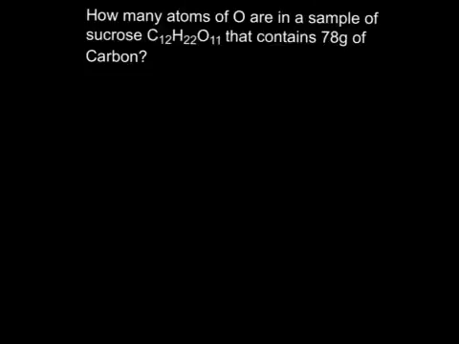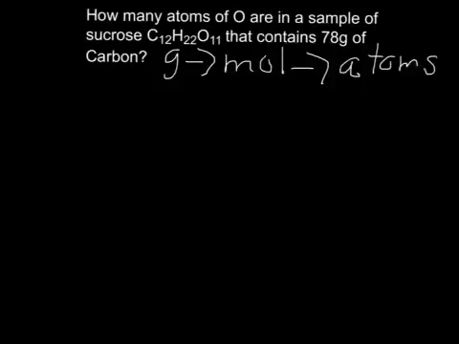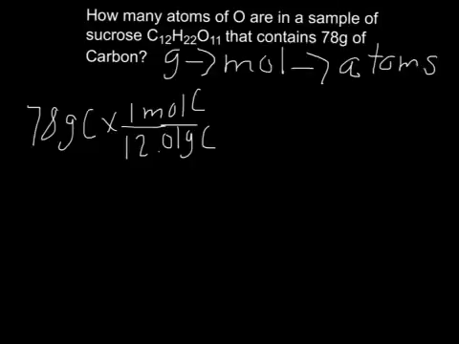You are given a problem that says, how many atoms of O are in a sample of sucrose that contains 78 grams of carbon? You need to know that it's saying that it wants to go from grams to moles to atoms. So that is why I drew a little map so we won't get lost in the middle of the problem. You are given 78 grams of carbon.